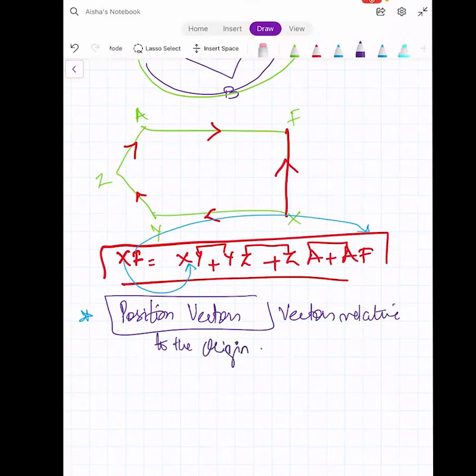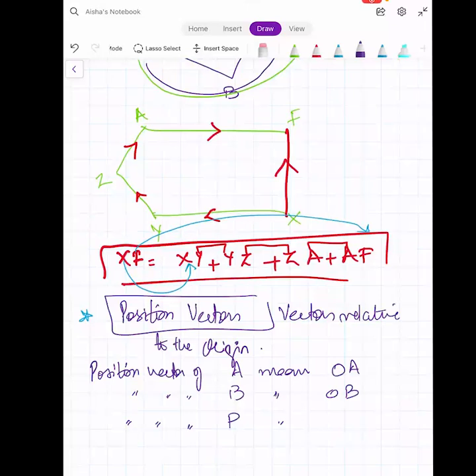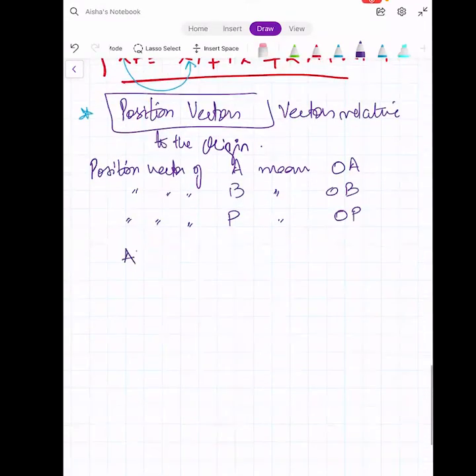For example, position vector of A means OA. Position vector of B means OB. Position vector of P means OP. Now let's say AB. If I introduce position vectors, which you can do on your own, it becomes AO plus OB.